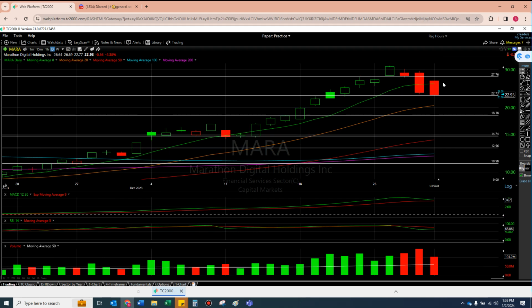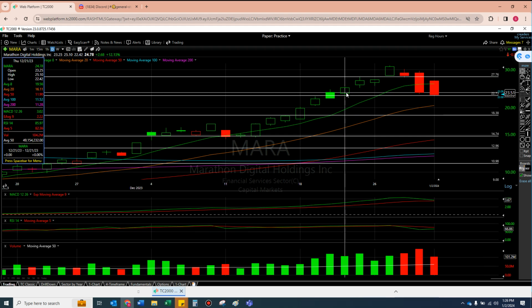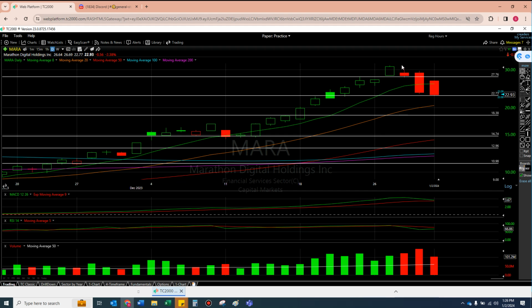Let me just zoom in. I don't know why I'm zoomed out so far. That's a bad red candle, all right? That takes out 1, 2, 3, almost 4 entire candles on a single day. Horrible. That almost takes out an entire channel on a single day.